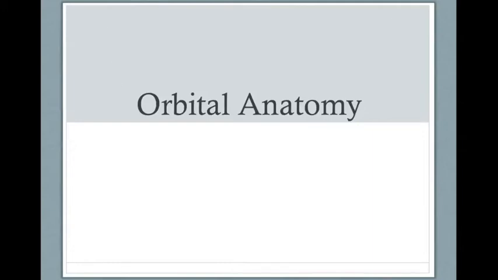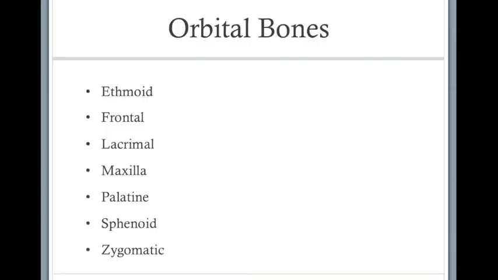In this video we'll be talking about the anatomy of the orbit and the different bones that make up each side of the orbital wall. We'll start by talking about all the 7 bones: the ethmoidal, frontal, lacrimal, maxillary, palatine, sphenoid, and zygomatic. It's actually a fairly common PIM question, so try to remember this.